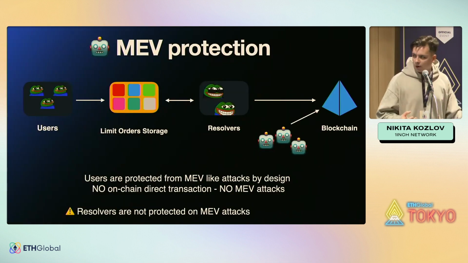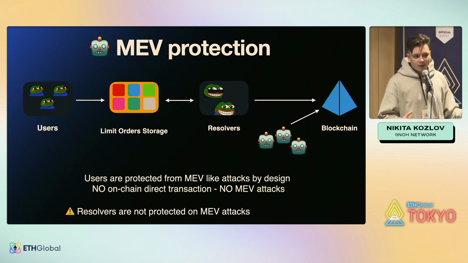Let's try to make it more complicated. Why do we have MEV protection by default here? Because there is no blockchain communication on the side of the user. There is no option for somebody to steal your data or re-execute it on their own.